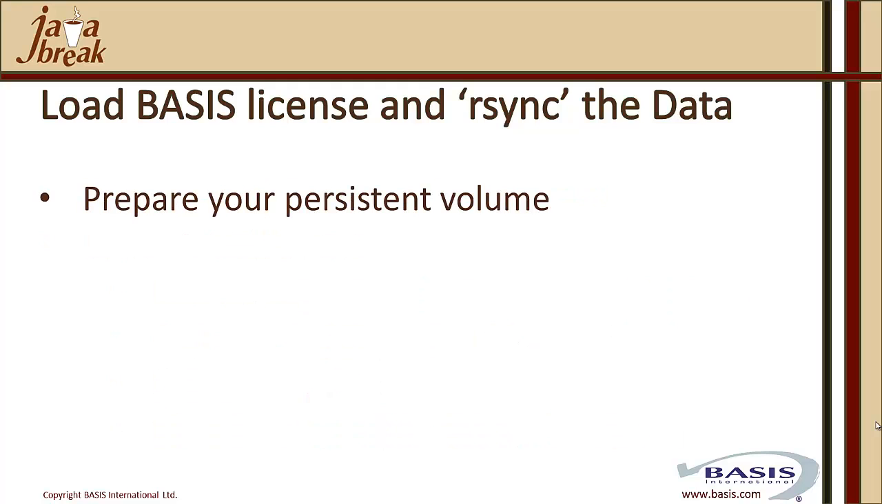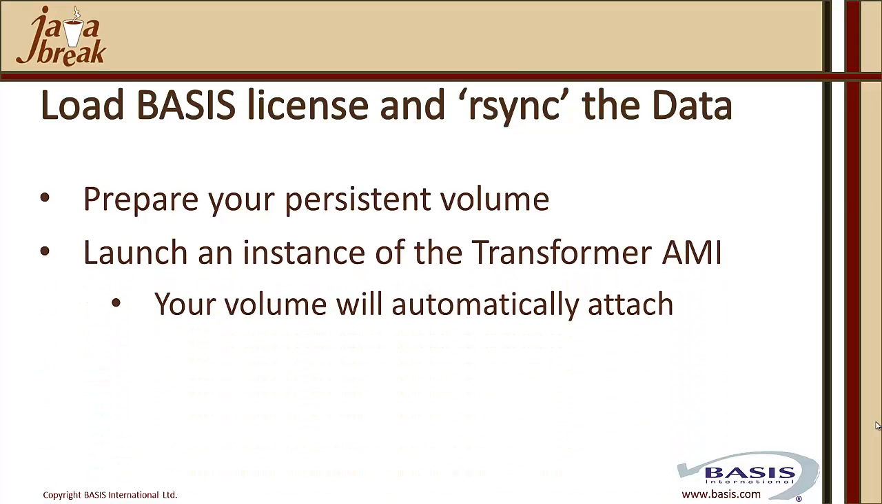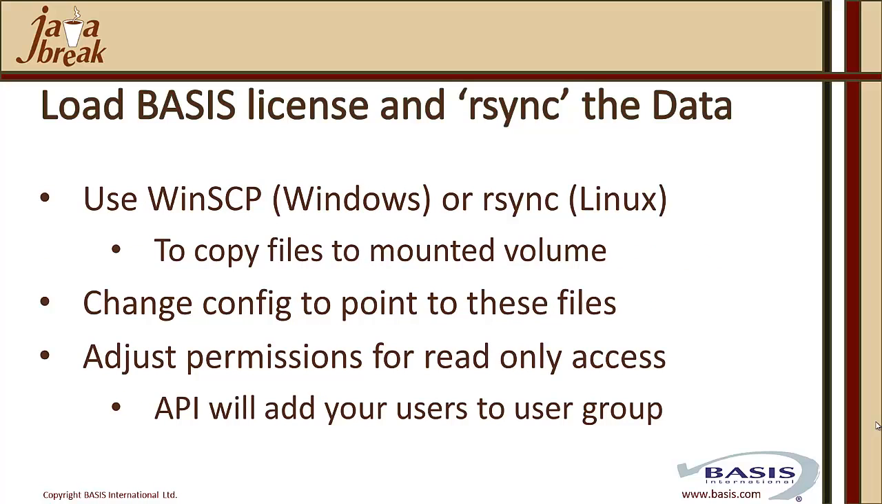So after you've prepared your persistent volume, you're going to launch an instance of the Basis Transformer AMI, and your volume will automatically attach to it. You would partition and format your volume using standard Linux commands, and I would recommend the ext3 file system, and then you reboot your instance. Now we're to the rsync step. Using a program such as WinSCP, which is available on Windows, or rsync, available on Linux, you're going to use those to copy your files up to the mounted drive.